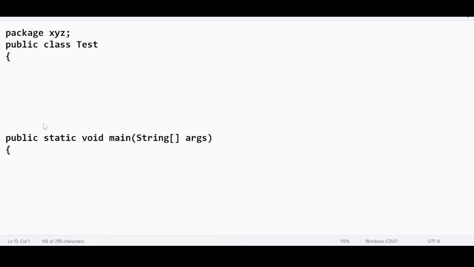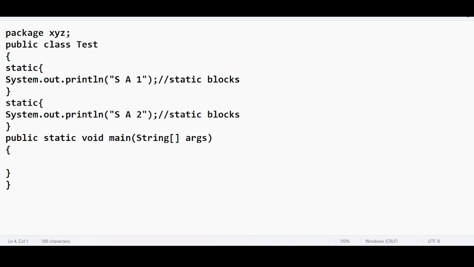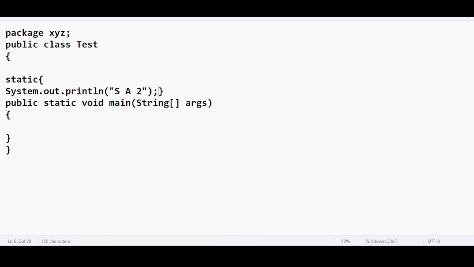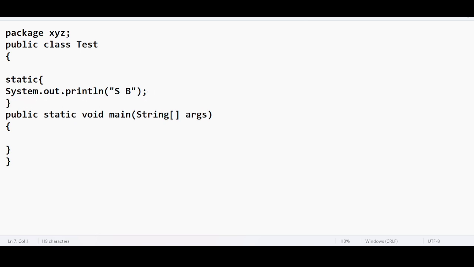So let me remove this. Now I am doing a small manipulation here. I am taking only one static block. Let us name this as SB. For simplification, the static block is being named as SB. Something is getting displayed in the console, and that something is nothing but SB. When the static block is executed, SB will be displayed in the console.